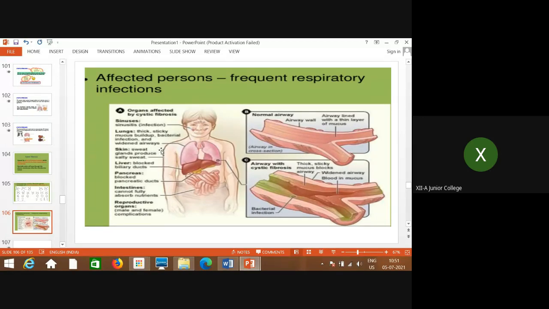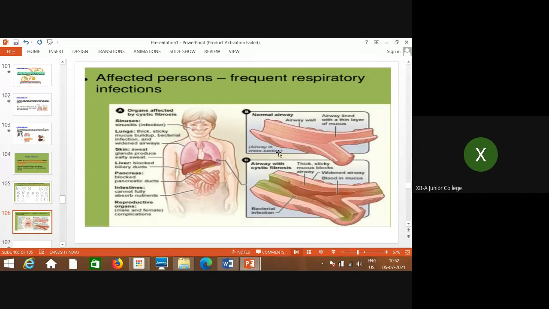The skin also is affected, as sweat glands produce salty sweat. The liver gets blocked because of such mucus secretion, and the pancreas also gets blocked. Wherever ducts are present, such as the pancreatic duct, the mucus is stored everywhere, and that blocks that particular area. That is why it is called cystic fibrosis.